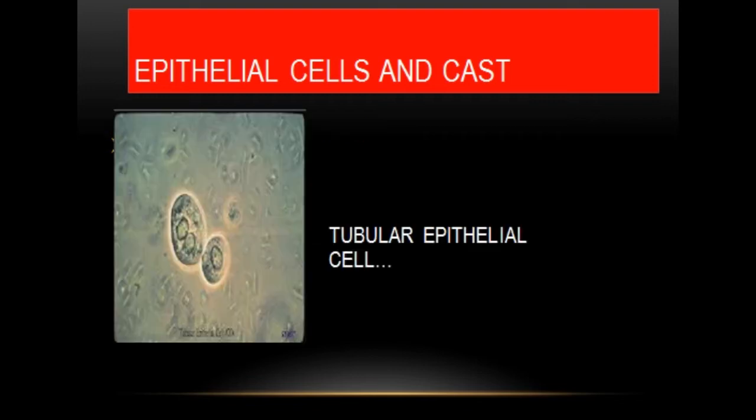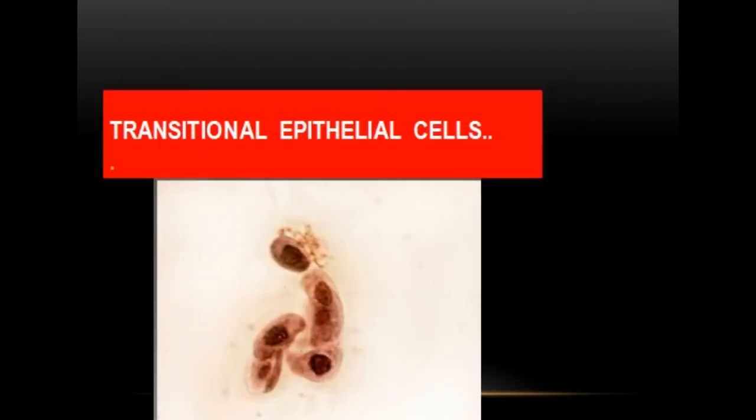Tubular epithelial cells appear just like this, and they are renal epithelial cells, and they are basically present in conditions like renal tubular necrosis, viral diseases such as cytomegalovirus nephritis, and in kidney transplant rejection, in which these cells start to be damaged and come into the urine. Then we have transitional cells.